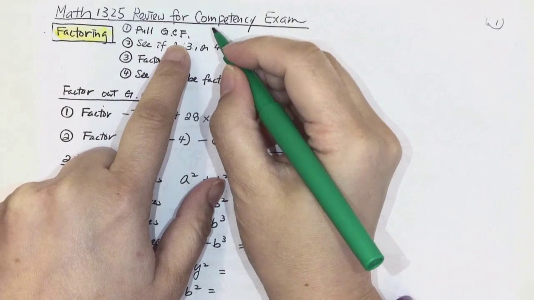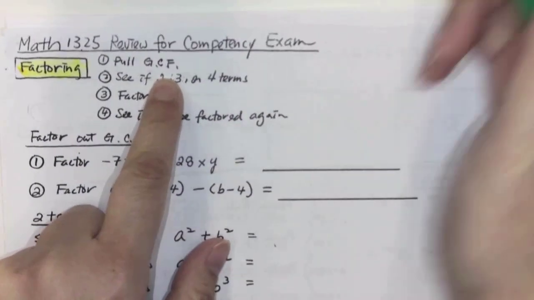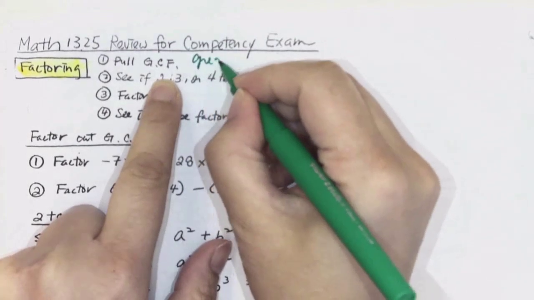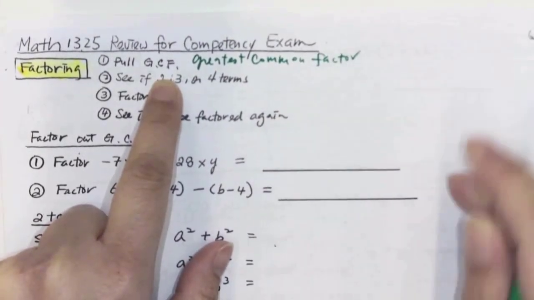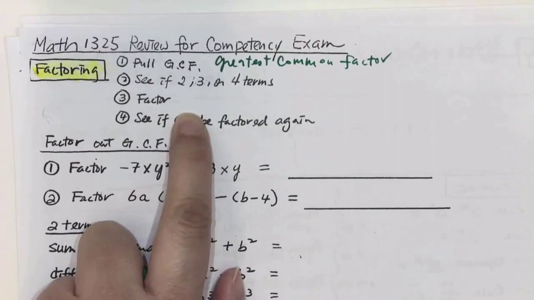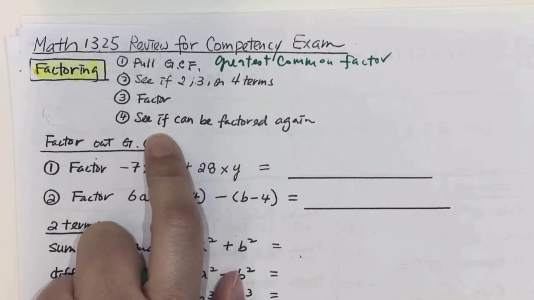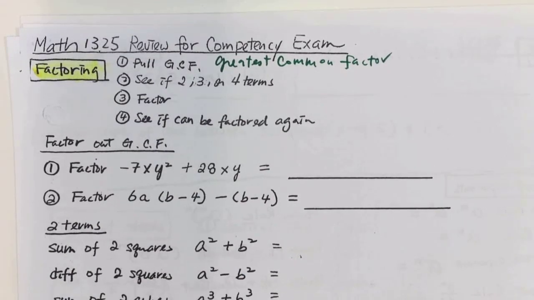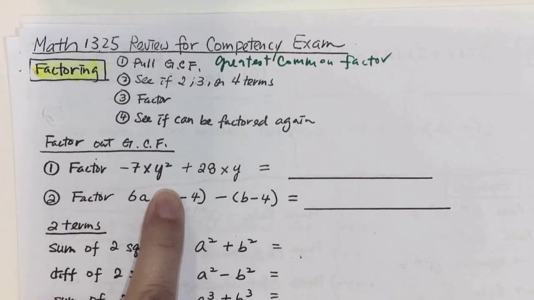So what is GCF again? Anybody? Greatest common factor. Thank you. I'm going to try to see if this is a 2-term factoring, 3-term factoring, or 4-term factoring to use different kinds of strategies. And then we will factor and then try to double check to see if you can factor this again. So the first time we just try to pull out the GCF.